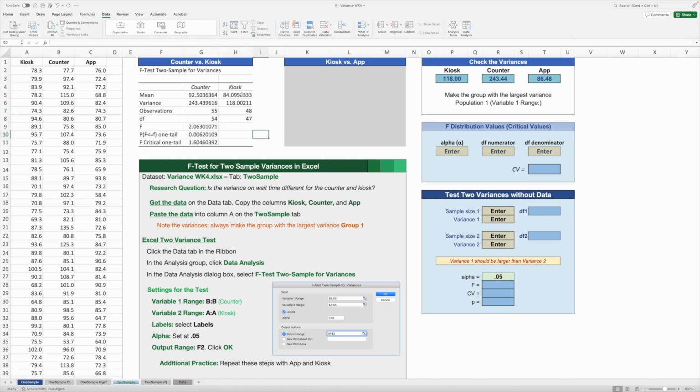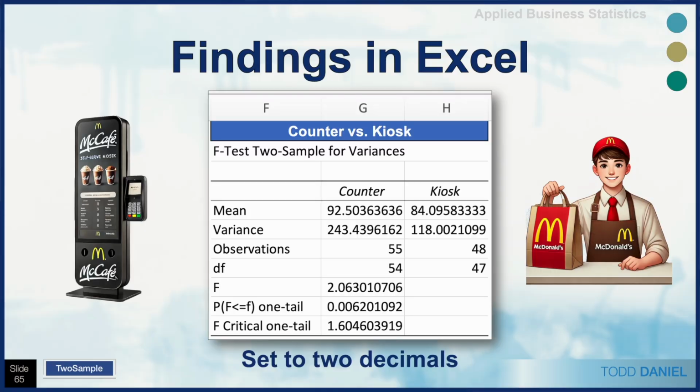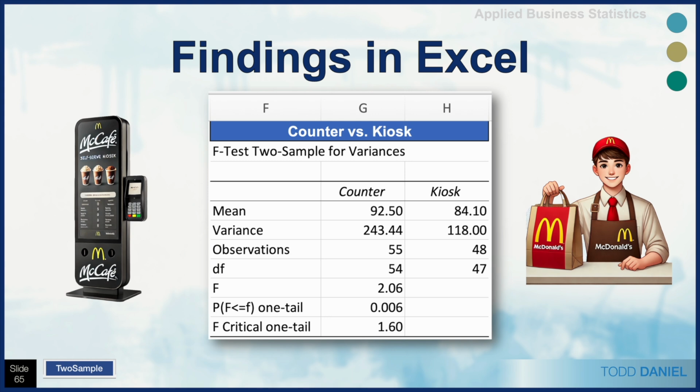and we get the results of our F-test. They're going to look like these. So we can see our means, the variances, number of observations, degrees of freedom. Here's our F value. It's a 2.06. A probability of 0.006, statistically significantly different. There is a difference between these two mechanisms of ordering.